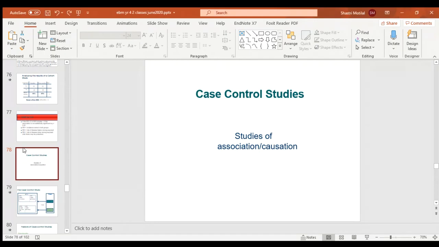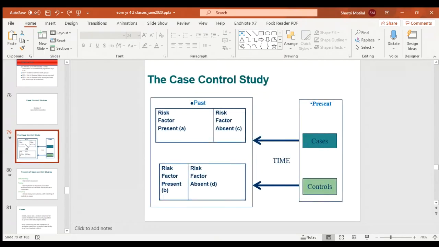So with a case control study. A case control study does this. It takes a group of people who have the disease. These are cases. Then it takes a group of people who do not have the disease, the controls, and then it asks these people questions about the risk factor for having the disease in the past. So in a case control study, the disease has already occurred.